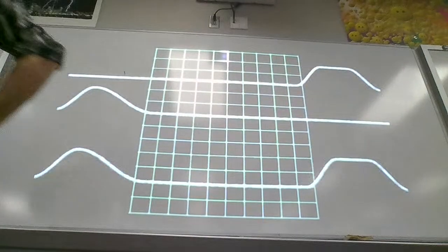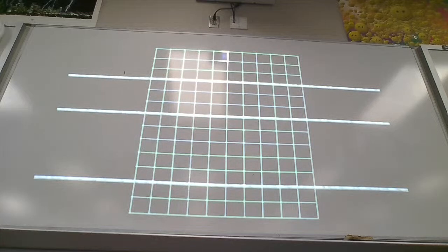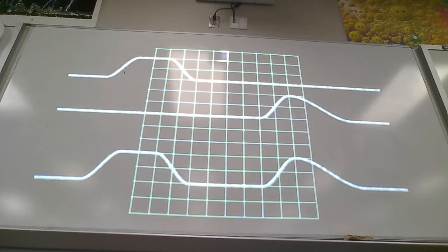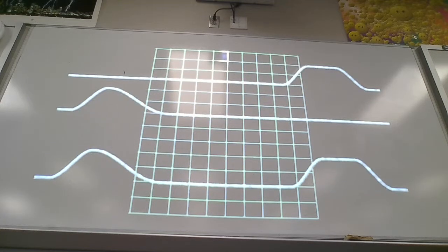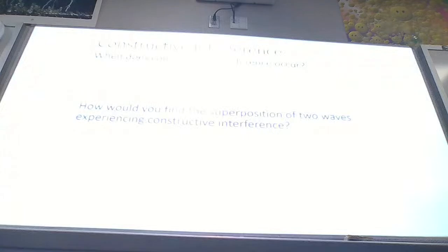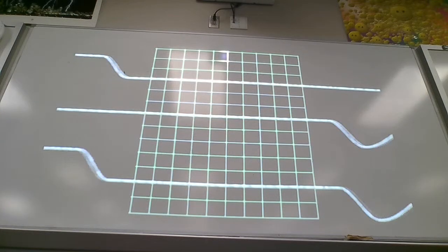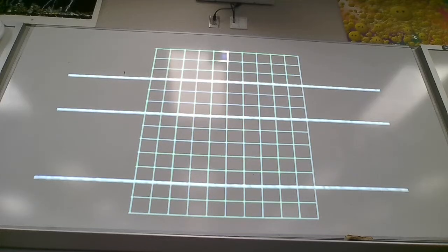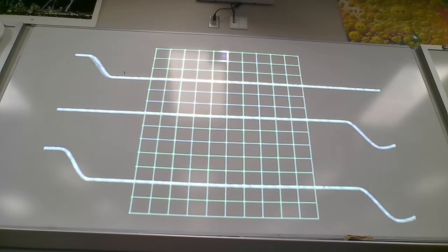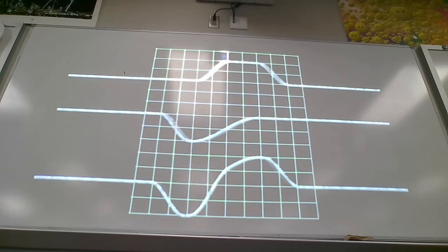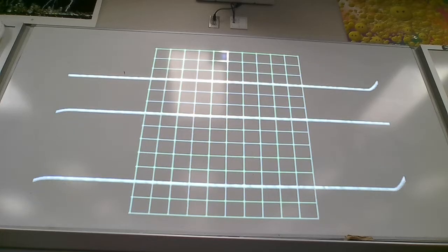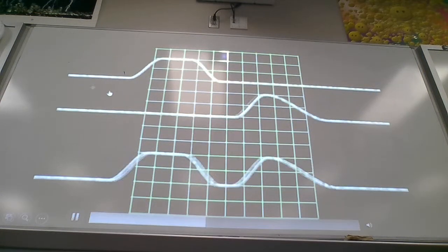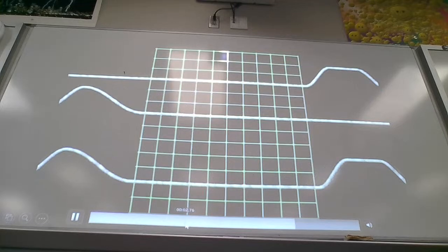Friday we talked about constructive interference and destructive interference. Notice the waves do not bounce off each other, but they pass through each other. So at any moment in time, I can find the superposition of these waves.